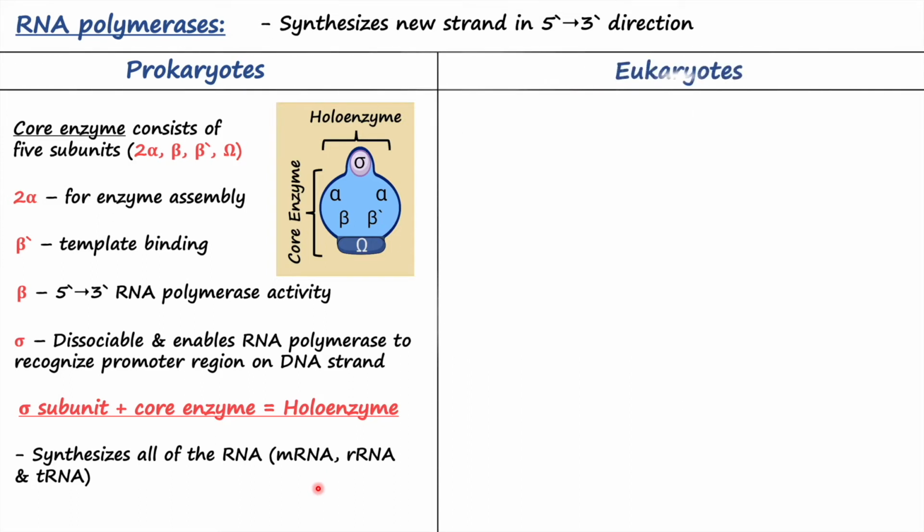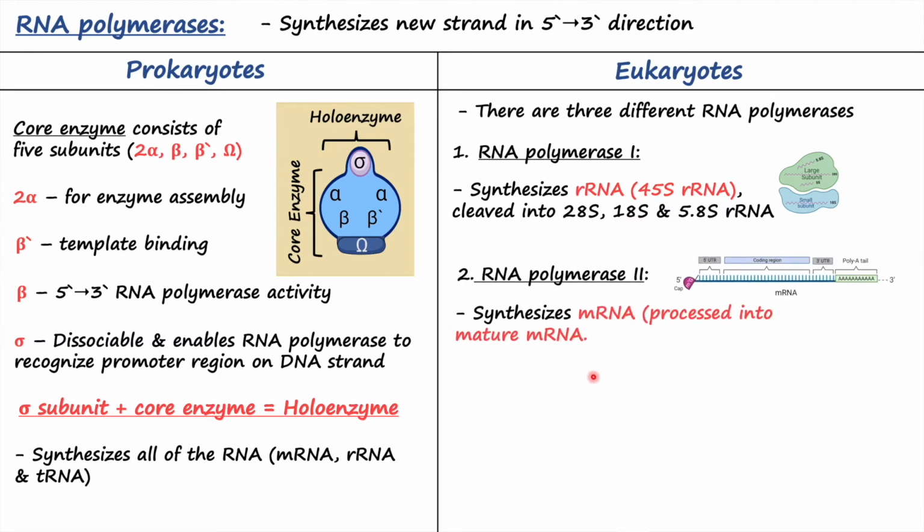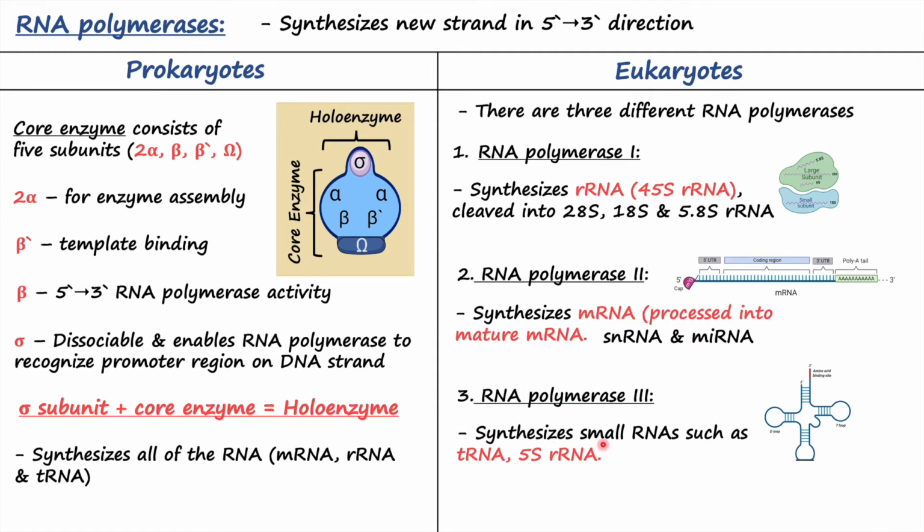So now let's talk about the eukaryotes. In eukaryotes, there are 3 different RNA polymerase enzymes. We have RNA polymerase 1, which synthesizes rRNA, that is the 45S rRNA, which is subsequently cleaved into different subunits. Then we have RNA polymerase 2, which synthesizes mRNA, and it also synthesizes a small amount of small nuclear RNA as well as microRNA. And RNA polymerase 3 synthesizes small RNAs such as transfer RNA and 5S ribosomal RNA. It also synthesizes small nuclear RNA as well as small cytoplasmic RNA.